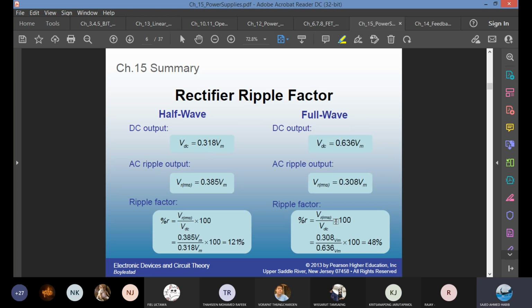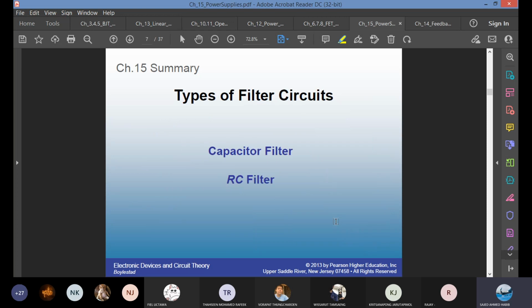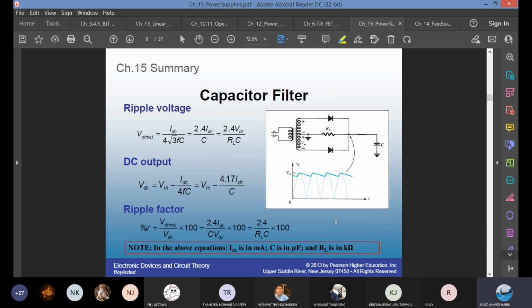There are some equations here which compare the ripple factor of half wave and full wave rectifiers. For a capacitor filter, there are some equations. We have a word of caution here. In this equation, RL is already in kilo ohm, C is already in microfarad, I is already in milliampere. So if you have this type of equation, you have to keep that in mind.